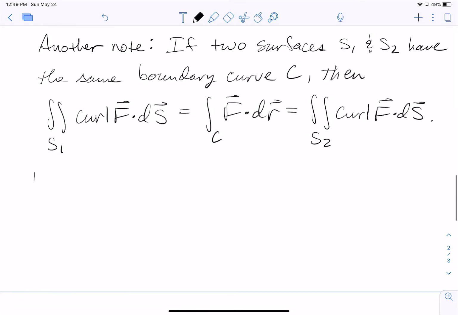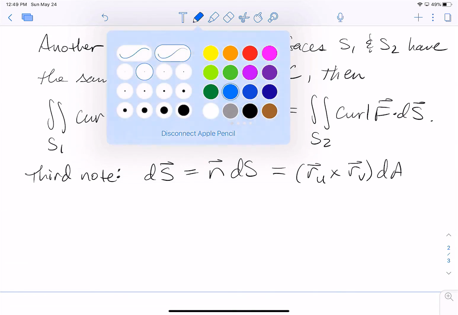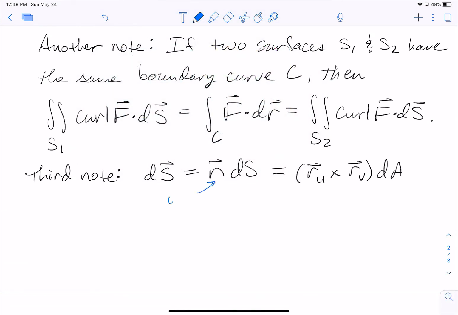A third note. I would like to remind us that dS, vector S, is equal to n times dS, not vector S. We saw that when we first saw surface integrals. And both of them equal the partial of r with respect to u cross the partial of r with respect to v times dA. The difference here in what we're writing is that n is a unit normal vector, and r_u cross r_v is simply a normal vector.